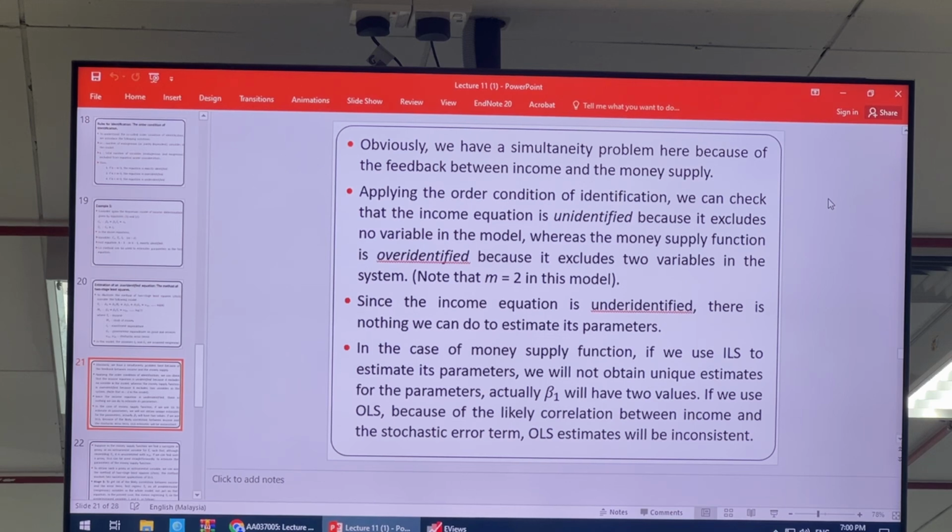Since the income equation, the first equation, is unidentified, there is nothing we can do to estimate its parameters. In the case of the money supply function, if we use indirect least squares, we will not obtain unique estimates for the parameters. Actually, beta 1 will have two values. If we use ordinary least squares, because of the likely correlation between income and the stochastic error term, the estimate will be inconsistent.